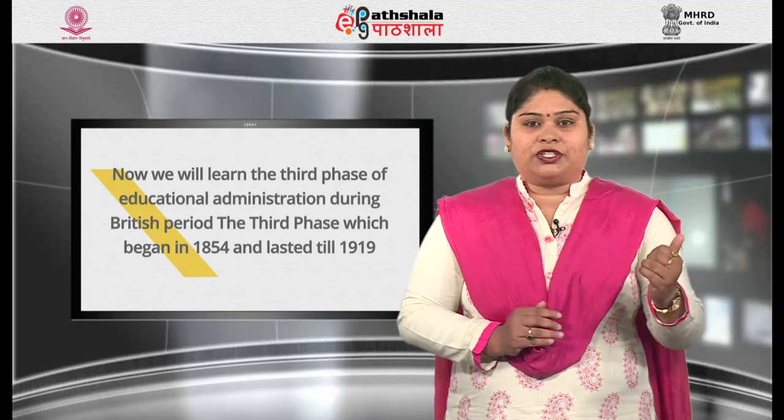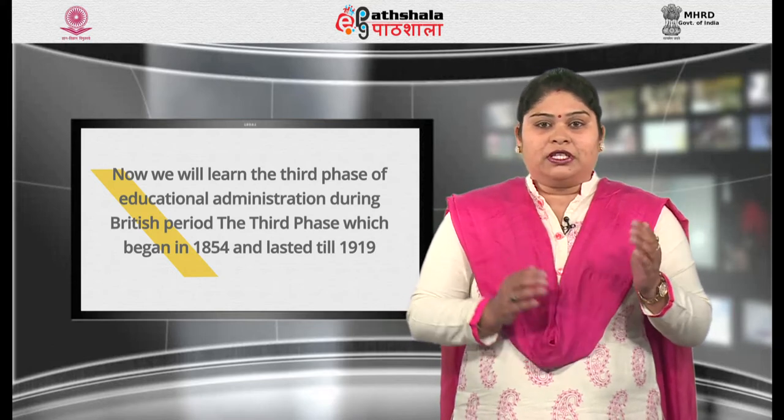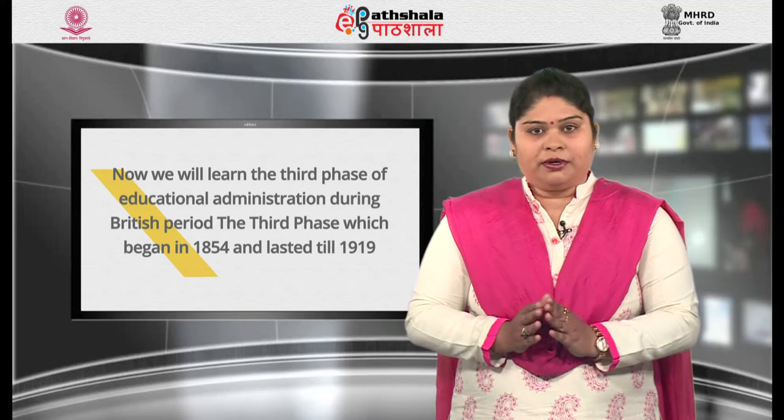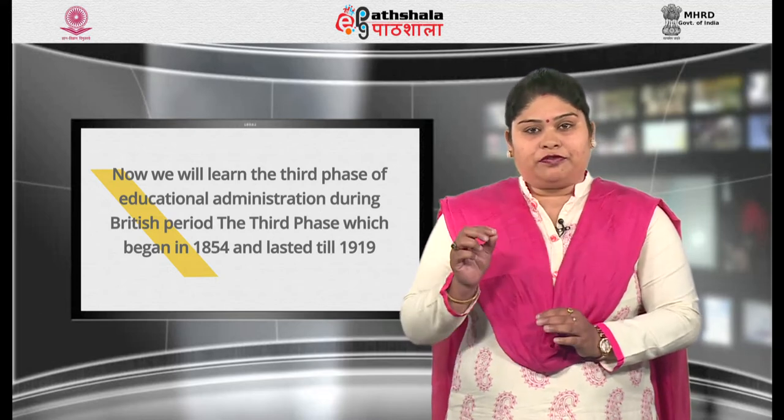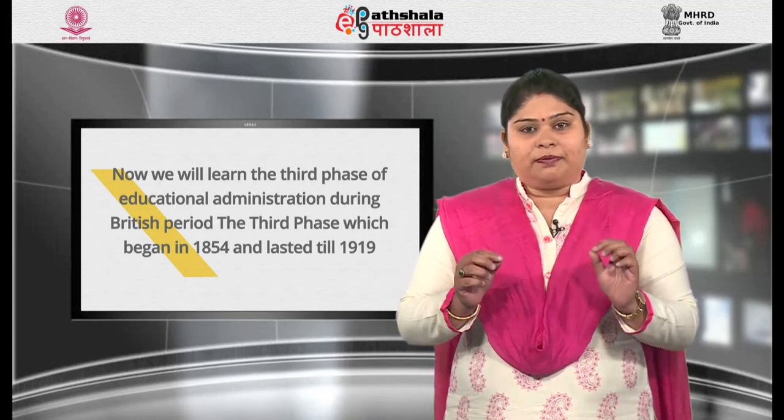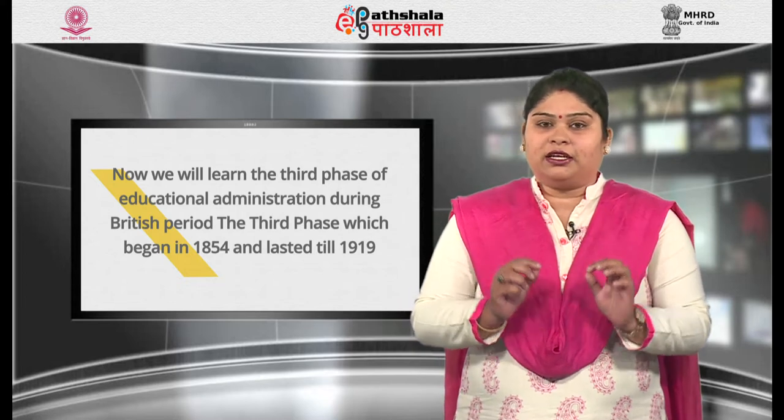for previous sanction of the Government of India. The province of Punjab was constituted in 1854, and the government established a school on modern lines in Amritsar.